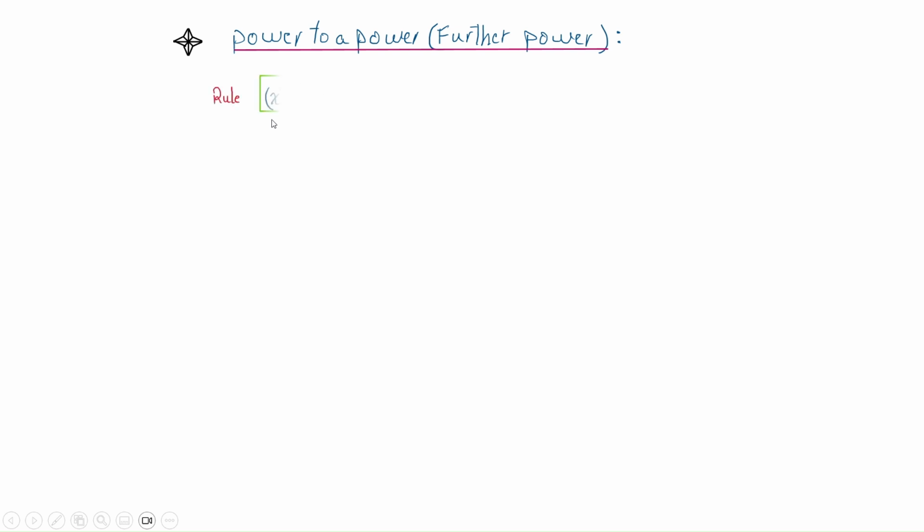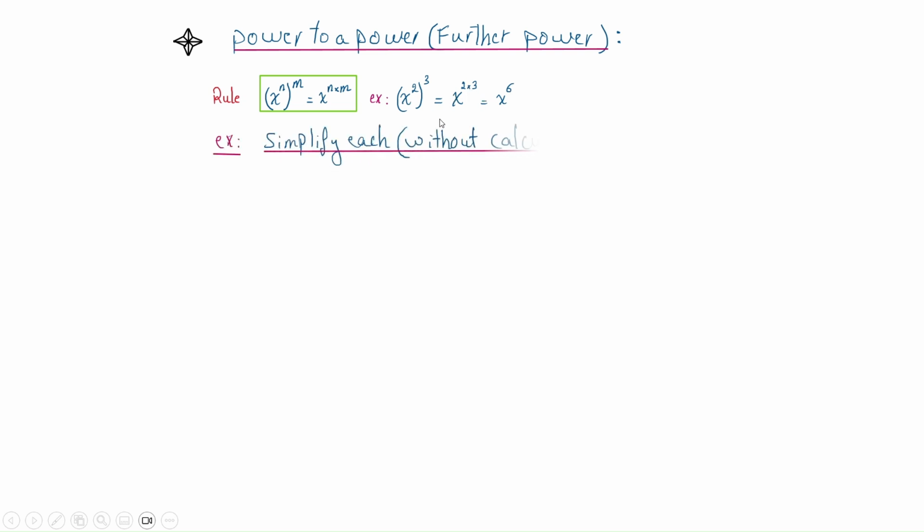Now we are going to move to the concept of a power raised to another power, or further powers. The rule says that if I have x to the power of n, all of it raised to the power of m, the result will be x to the power of n times m. Example. Simplify the following powers. X to the power of 2, all of it to the power of 3, we're going to end up with x to the power of 6 because we multiply the exponents.